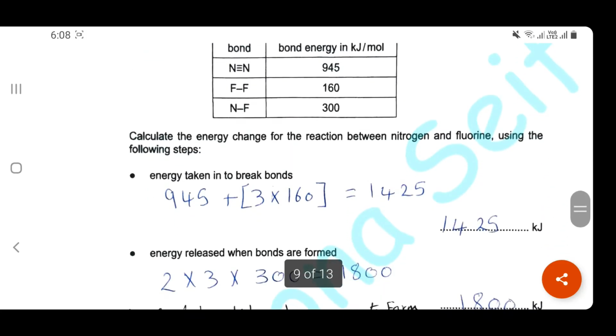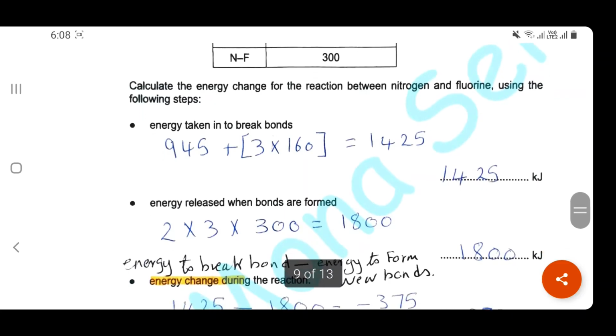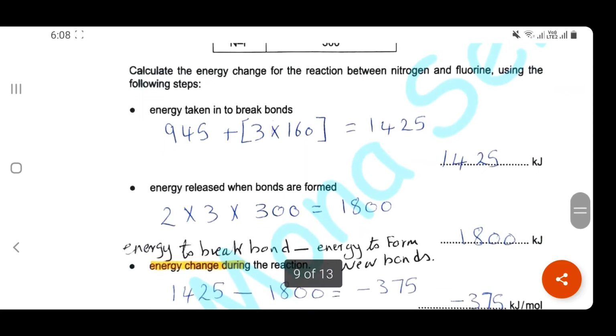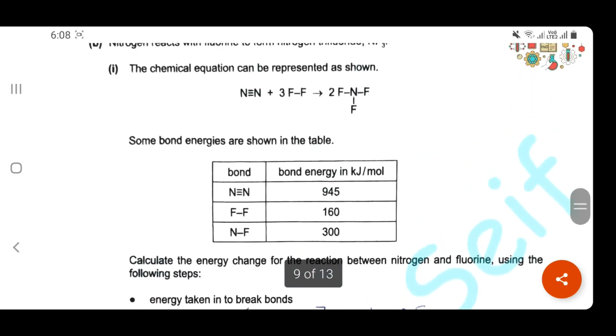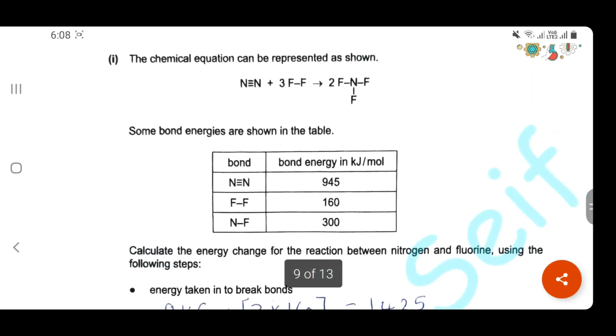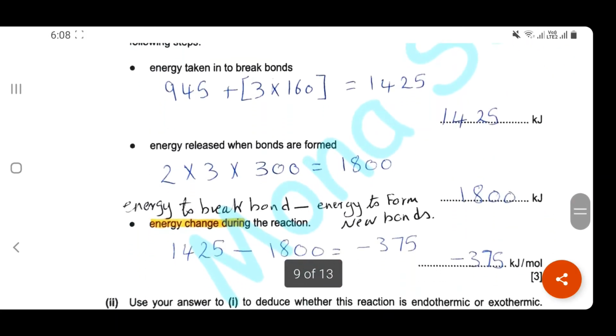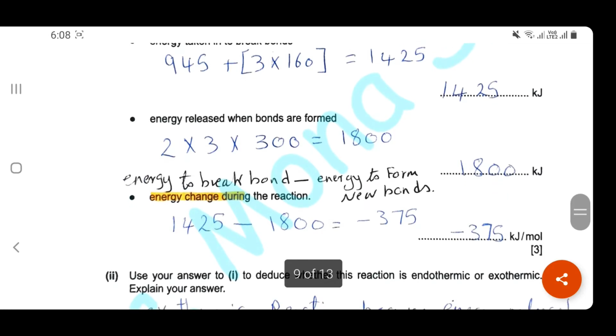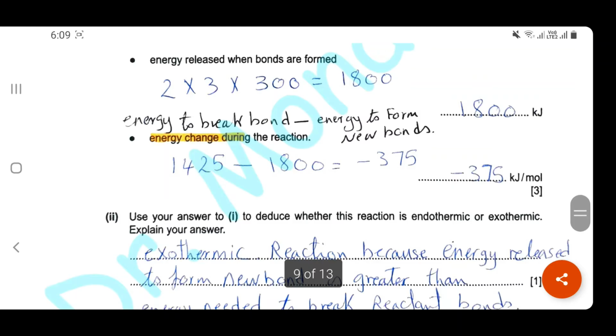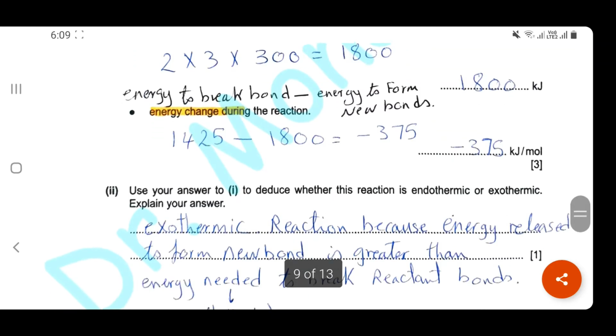It will be 1425 kilojoules. Energy released when forming new bonds: here we have 6 nitrogen-fluorine bonds, so we will multiply this 300 by 6. It will be 1800 kilojoules. Energy change during the reaction is the energy needed to break the bonds minus the energy released to form new bonds. The answer here will be minus 375 kilojoules per mole.